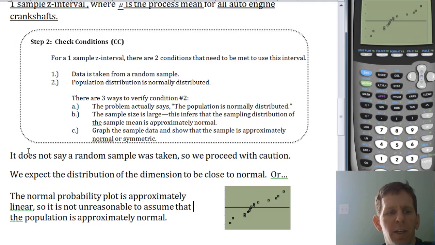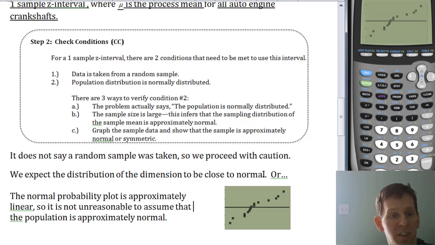So again, for checking conditions, you need to talk about the random sample part. It doesn't say it was taken, so proceed with caution. And then this normal distribution part. If you copy down this thing that says close to normal, that's all you have to do. In some problems, it will say normal, so you can just copy it down.